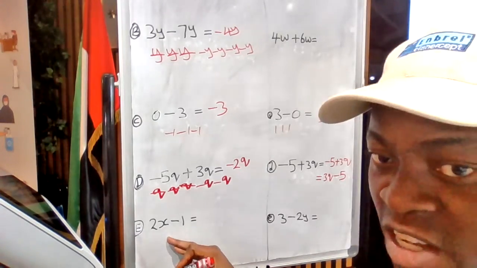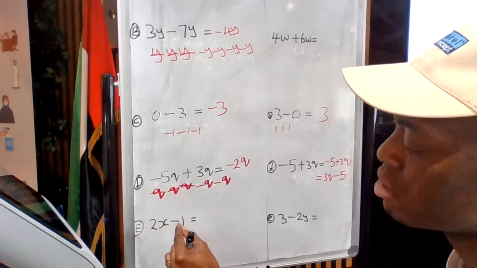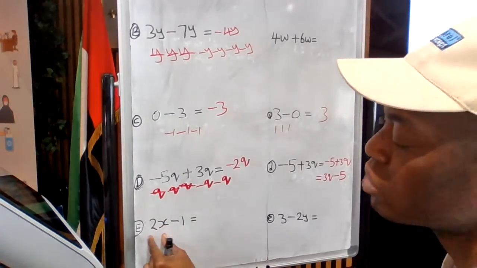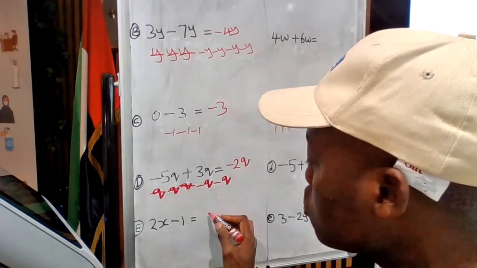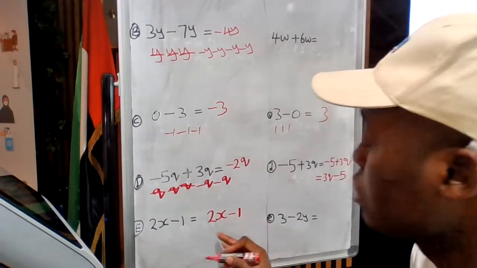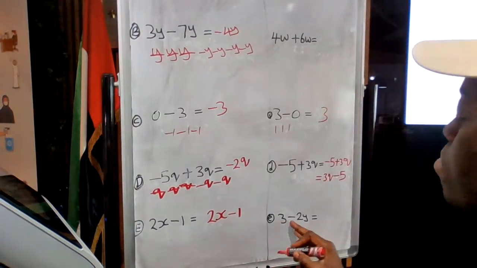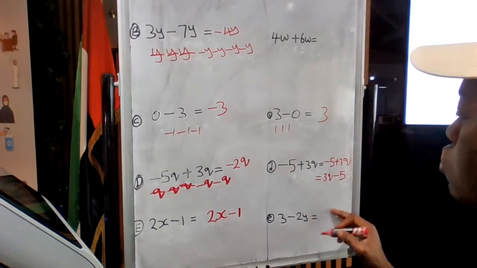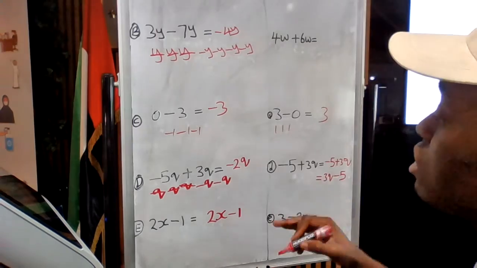Now, let's look at this. 2x minus y. 2x is alphabet. y is alphabet too. So they are unlike terms, so you cannot process them. So your answer will still remain as what? 2x minus y. This one is well arranged. Plus before minus. This one is 3 minus 2y. You should be able to solve this. Solve those ones that I did not solve.